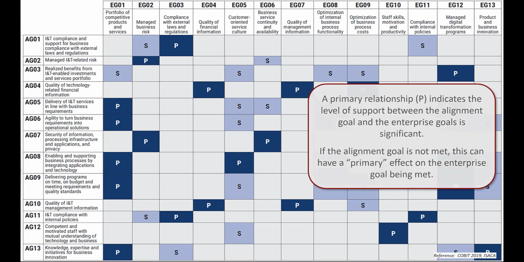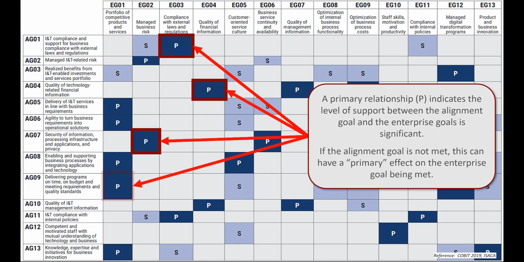Well, first, we have what's called a primary relationship. You notice the darker blue boxes have a P in it. A P indicates the level of support between that alignment goal and the enterprise goal that is significant. Now, if that alignment goal is not met, here's how I look at it. This can have a primary effect on the enterprise goal being met. I would say if it's a primary, it's a showstopper.